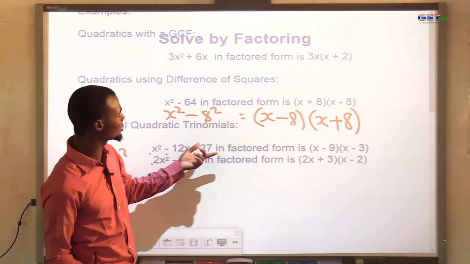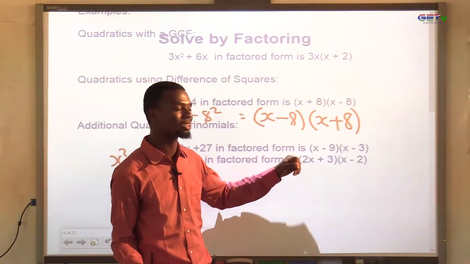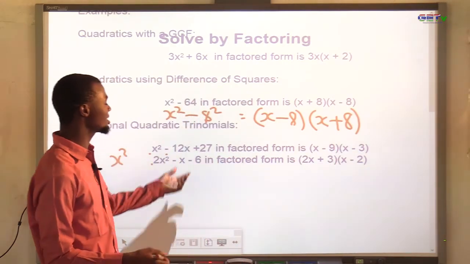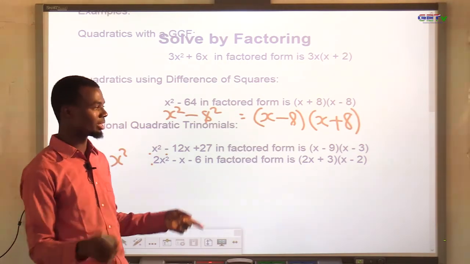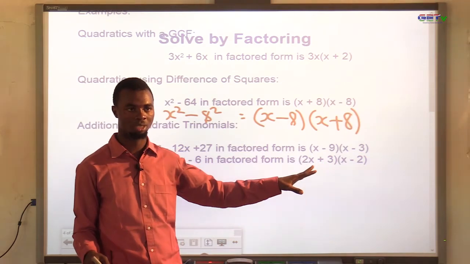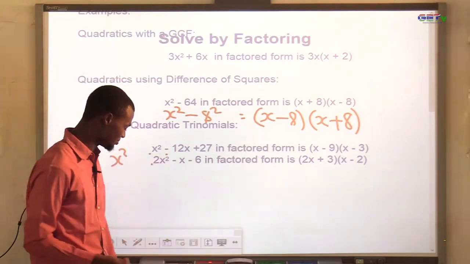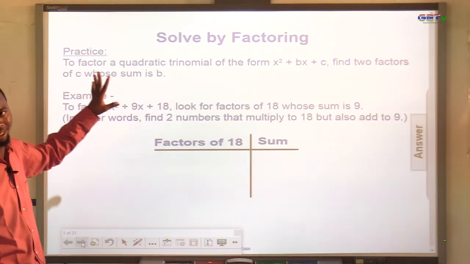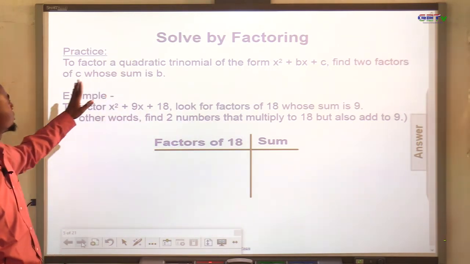If you factorize this quadratic trinomial, it will give you in this form. That is x minus 9 into x minus 3. Now let's see how it happens. How do we have x minus 9 into x minus 3? And if you factorize this, you will also have this in this form. In the slides coming, we will see how this is factorized. Now let's look at the practice of factorizing these values. Let's go to this example here.